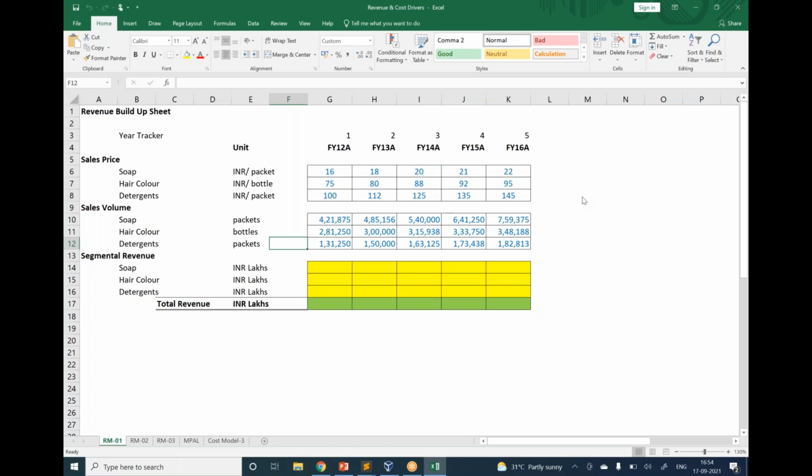For that, one of the practical examples I've given is this revenue build-up sheet. They have given you the sale price and the volume. Now you're supposed to calculate revenue. I'm asking you to solve this sheet and tell me what answer you're getting. You need to get revenue for soap, hair color, detergents, and finally the total revenue.